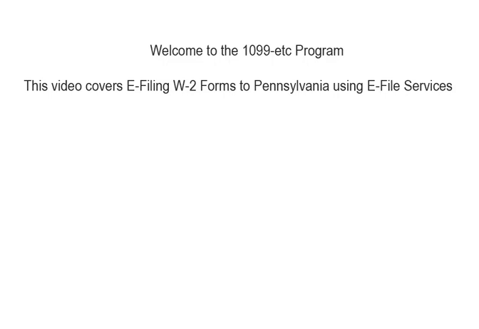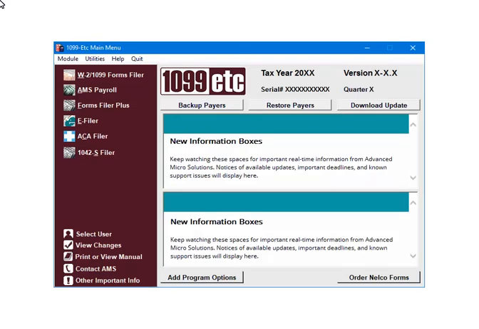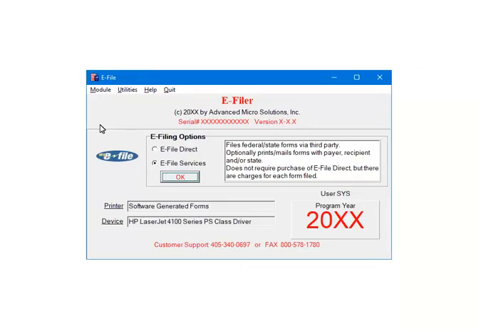This tutorial covers e-filing the W-2 forms to Pennsylvania using e-file services. To begin, the pair ABC payroll has been created, and the W-2 form data has been entered. This is the main menu. To continue, select e-filer. This is the e-filer menu. Select e-file services. Now click OK.